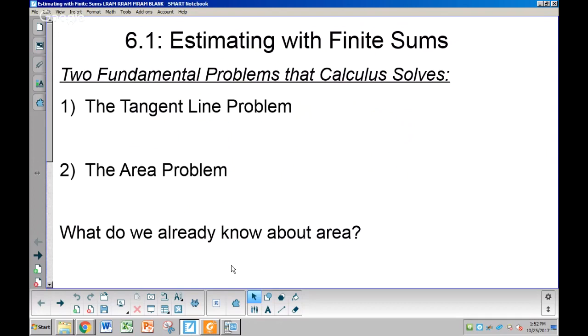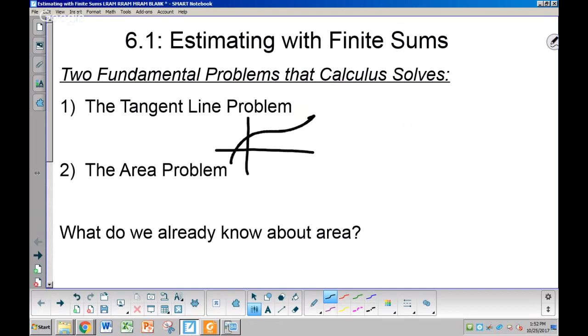Okay. So two fundamental problems that calculus solves. Well, the first semester, or for BC, the first couple of months, we solved the tangent line problem. And how did calculus solve the tangent line problem? Through a derivative. But what is a derivative? It's a limit. That's right.